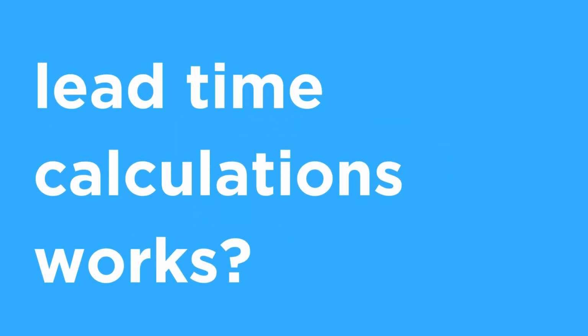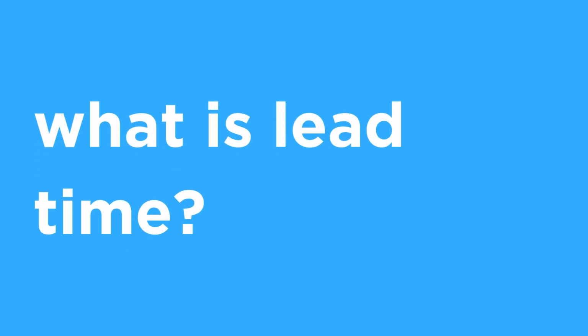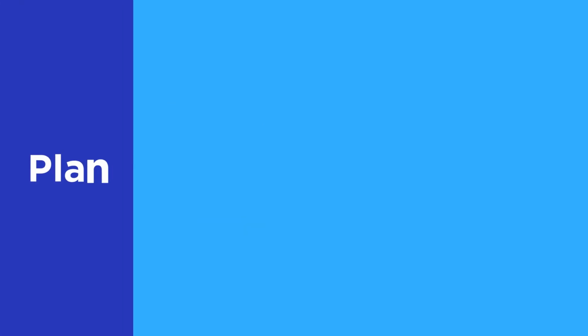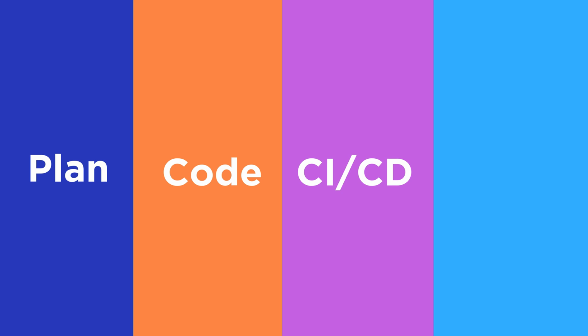Today, we are going to learn about how lead time calculation works in Harness SEI. So, what is lead time? Lead time is the total time it takes for a change to go from planning to coding or building through the CI/CD processes and finally reaching the customer. It helps teams understand how quickly they can deliver value and where improvements can be made in the development process.